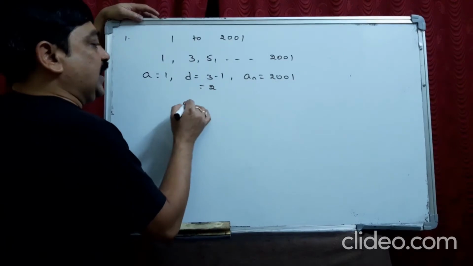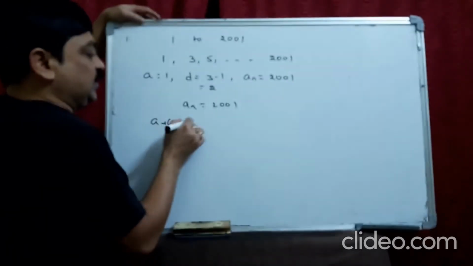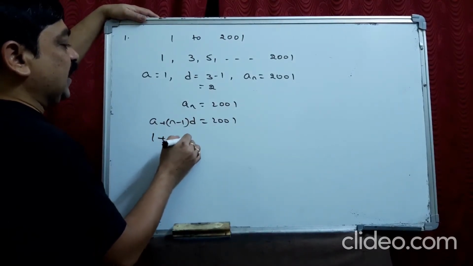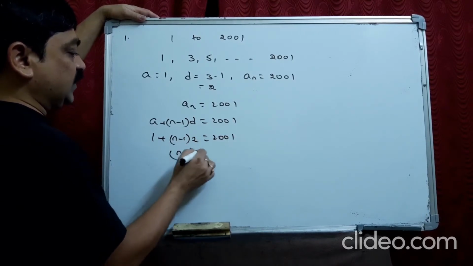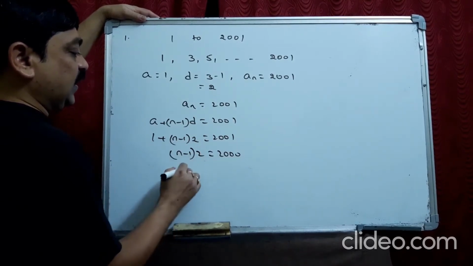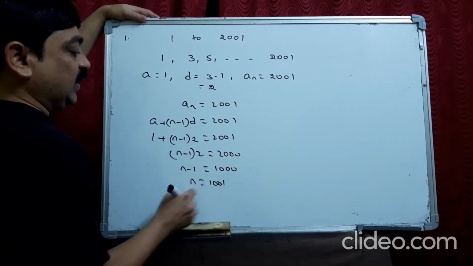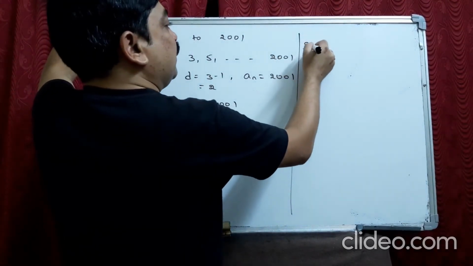So An is equal to 2001. A plus n minus 1 into d is 2001. A means 1, plus n minus 1 into 2, is 2001. So n minus 1 into 2 is 2000, n minus 1 will be 1000. So n will be 1001, so 1001 terms are there. So we have to add all the 1001 terms.